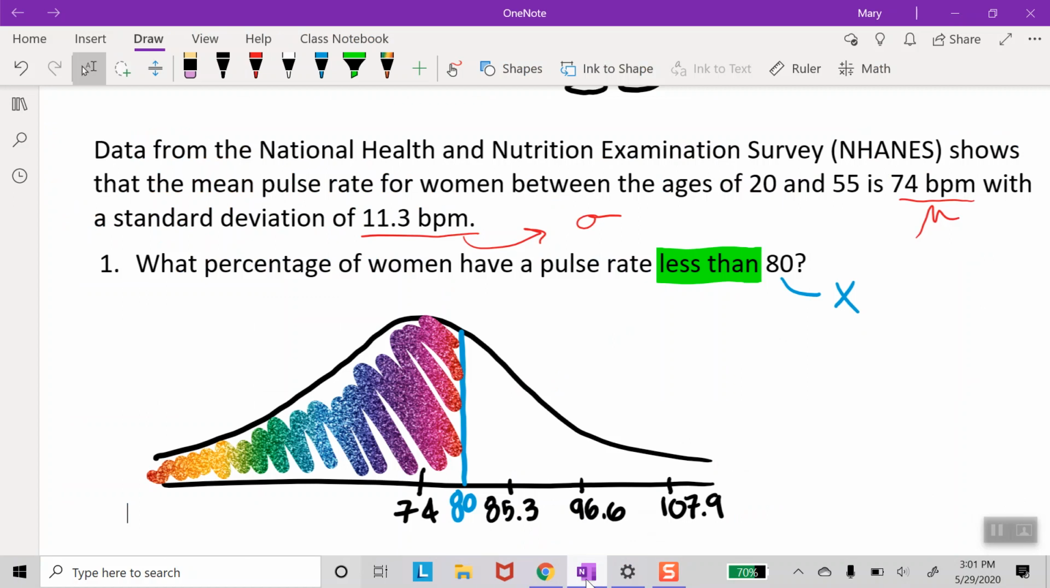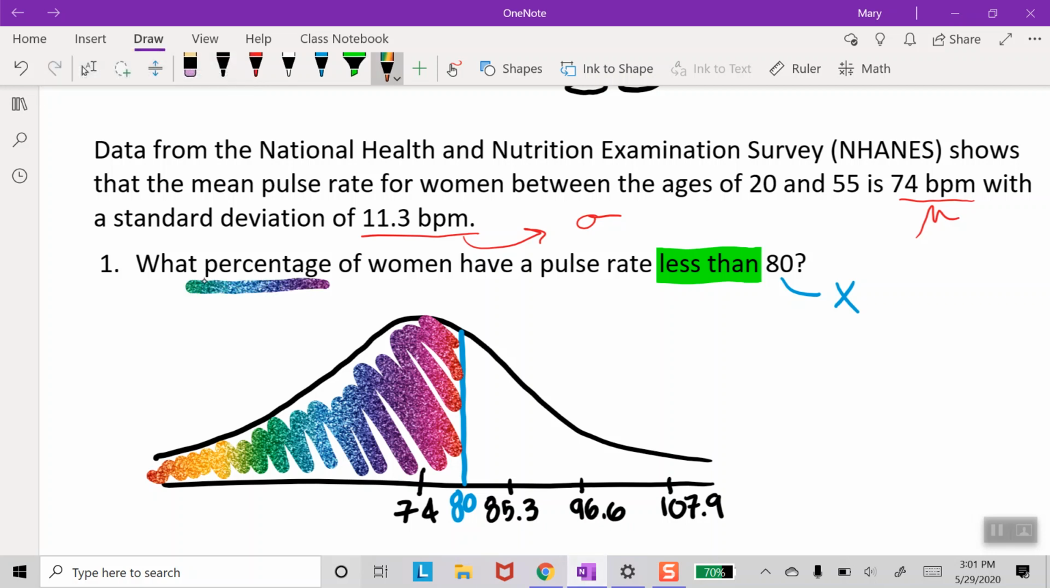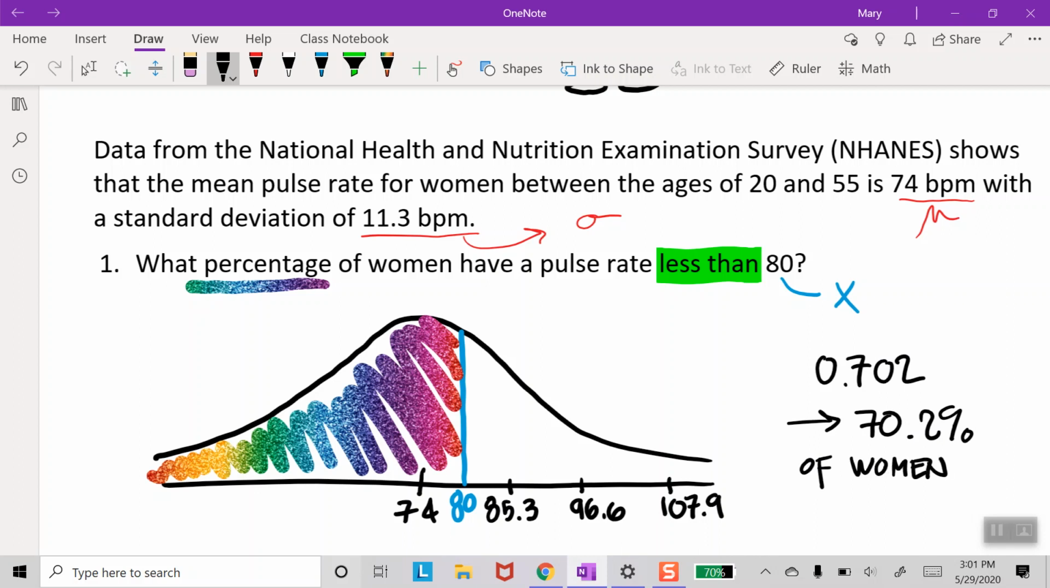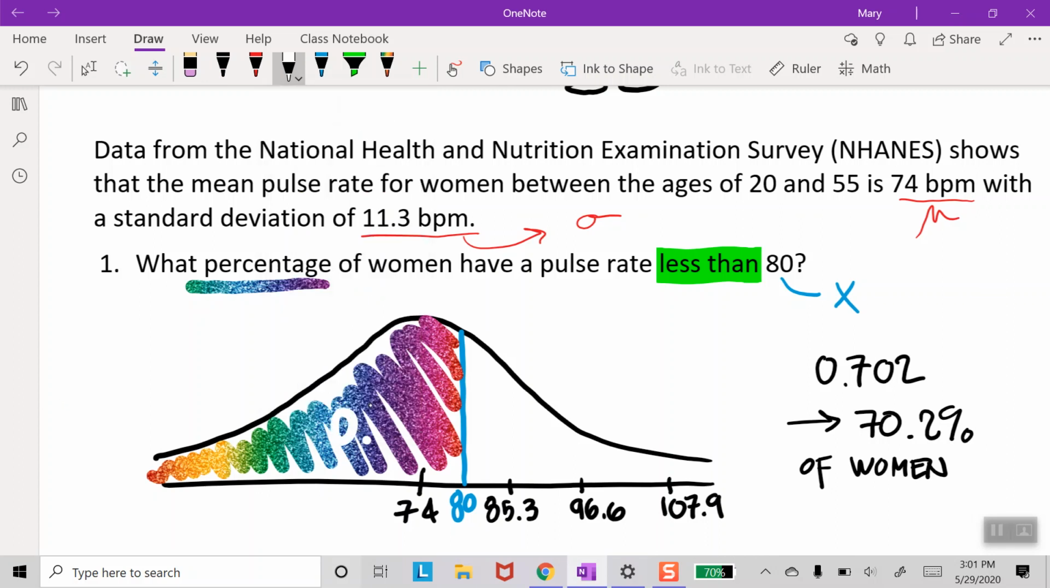So I'm going to come back, work with this a little bit. So it says what percentage? So I'm going to respond to that question and say that 0.702 is my output, which is equivalent to 70.2% of women. There we go. And because I like to do everything fully, that means that this region, if I can, is 0.70. I don't know if that would have been better accomplished in black here, 0.70.